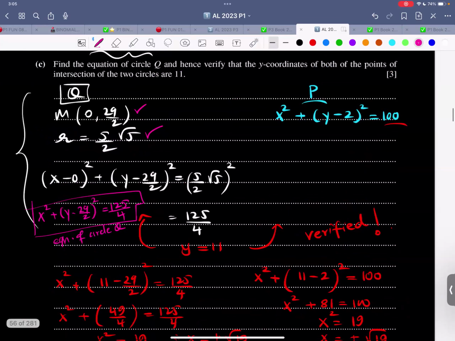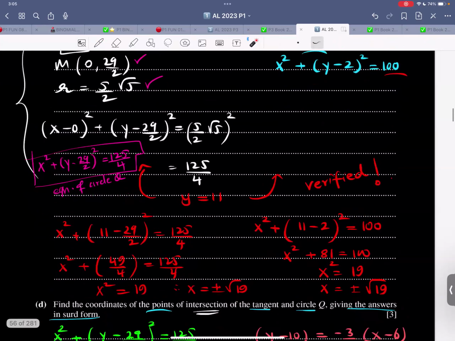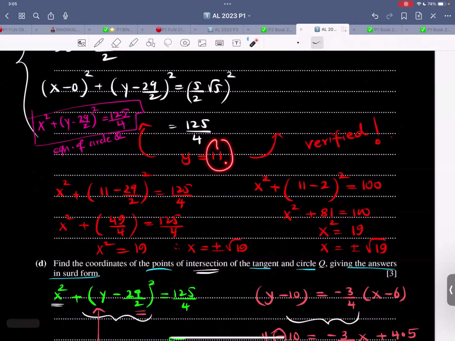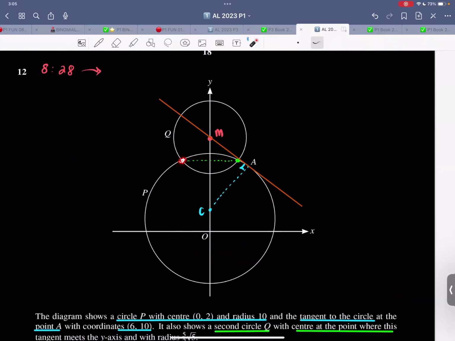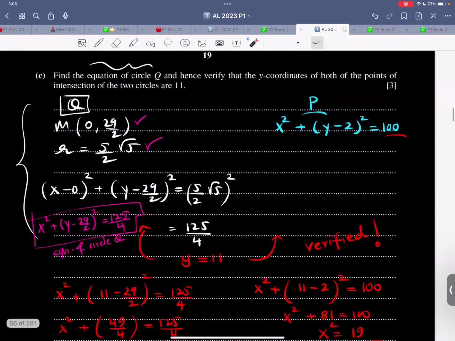Now they are saying that y equals 11 is the intersection of the two circles. That means if I plug in y equals 11 in this equation, I should get the same x coordinates. So I plugged in y equals 11. I get x equals plus or minus root 19. Let's double check. These are the 2 points of intersection: x equals plus root 19 and x equals negative root 19. This part is also done.